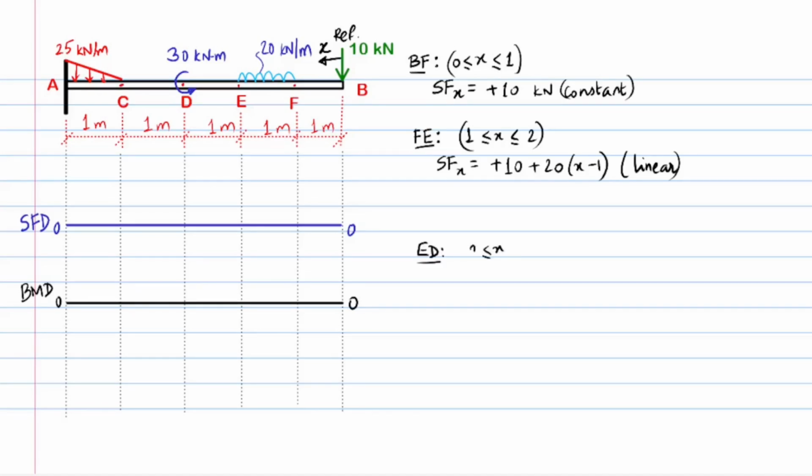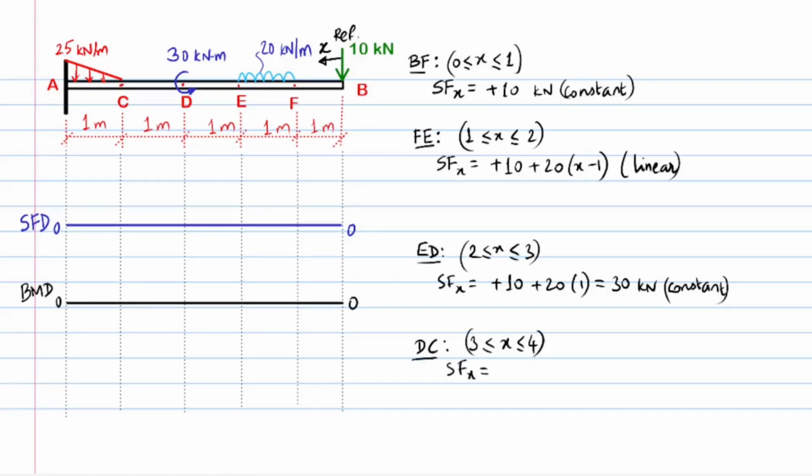For span ED, X varies from 2 to 3 meters, for which the shear force at X equals plus 10 plus an equivalent point load of 20 times 1, which gives 30 kilonewtons and is a constant. For span DC with X varying from 3 to 4 meters, shear force at X is again written as plus 10 plus 20 times 1, giving 30 kilonewtons as a constant value, since the applied moment of 30 kilonewton meter at D does not affect the value of shear force at the location.